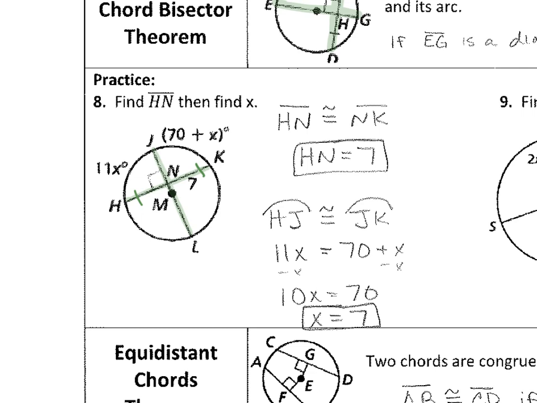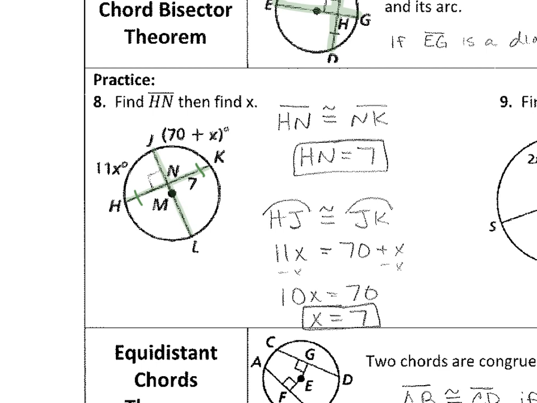So this question wants me to find HN. HN is this little bit right here, which is perfectly congruent to this little bit right here. That's what the sentence says. HN is congruent to NK. So how much is HN? 7, because they're the same.